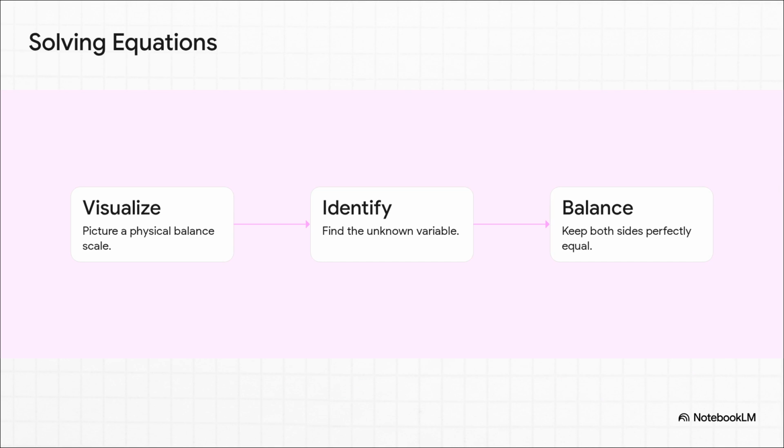Think of a linear equation as a physical balance scale. First, just picture that scale in your mind. Second, identify your unknown variable. That's your mystery weight. And third, apply the golden rule of algebra. Whatever you do to one side of the scale, you absolutely must do to the other to keep it perfectly balanced. It takes this abstract, tricky math problem and turns it into a highly visual, step-by-step physical balancing act.